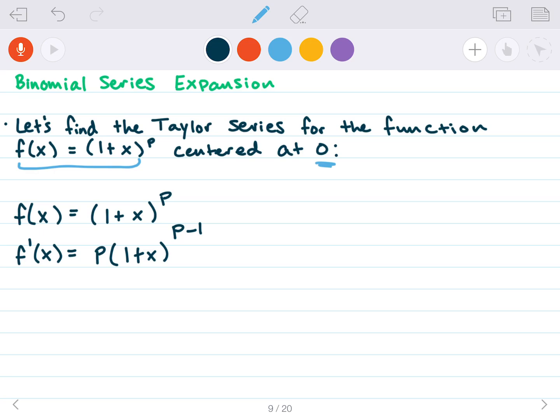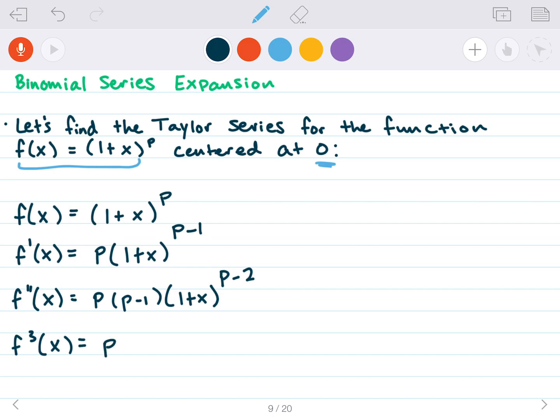The second derivative of this function is going to be p times p minus 1, times 1 plus x raised to the p minus 2. I'm just taking 1 away from the power. This is just simple application of the power rule and the chain rule. We really don't have to do any work because we're just multiplying by the derivative of 1 plus x, which is 1. So, what about the third derivative? Well, that's going to be p times p minus 1 times p minus 2 times 1 plus x to the p minus 3. And it continues on like this.